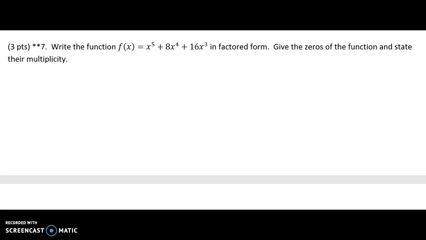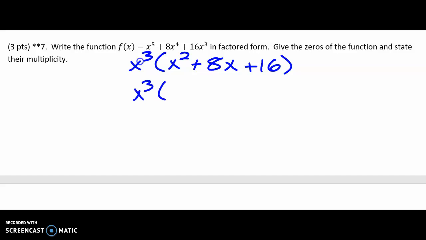Number 7 says write in factor form, give the zeros and state the multiplicity. Okay, so giving zeros. All right, so first you got to factor this. First thing we do when we factor, we always look for a GCF. The GCF here is x cubed. I can take out 3 x's from each one. So if I do that, I have x squared plus 8x plus 16. Okay, I can factor that now. I got to ask myself what multiplies to 16, adds to 8. Okay, so that would be 4 times 4. So my parentheses would be x plus 4 and x plus 4 here.